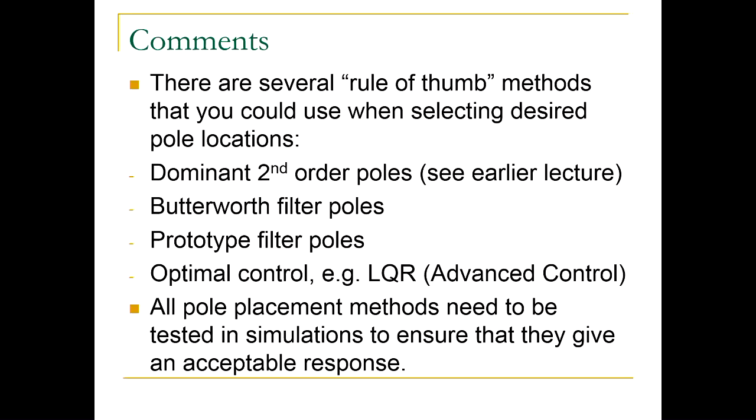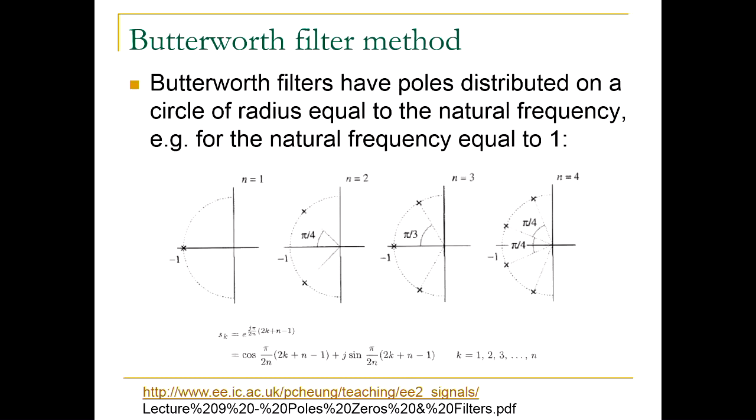So all pole placement methods would need to be tested in simulation. What you do is you first select desired pole locations by translating your specifications into pole locations. Then you design the controller, and then you have to simulate to see whether you indeed satisfied the requirements that you set out to achieve. So you always have to test your design. Rarely is it straightforward. You might have to iterate on the procedure sometimes. So I want to now talk about how to use these Butterworth and prototype filter pole locations.